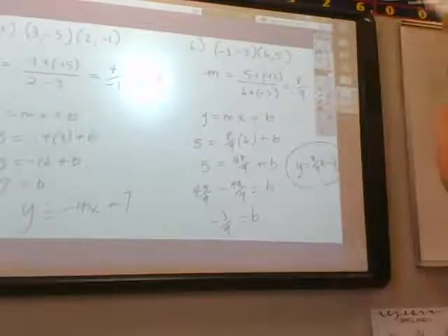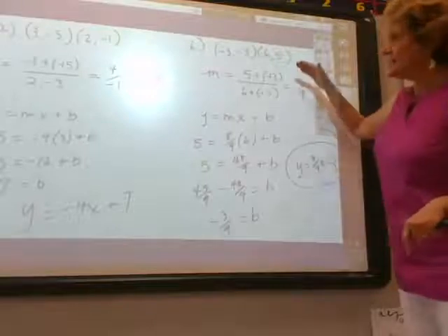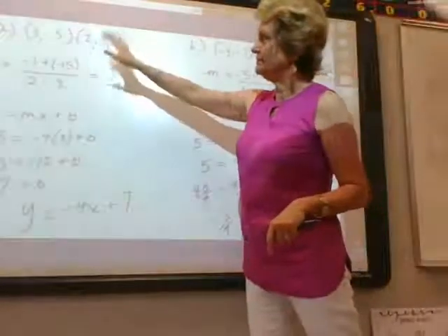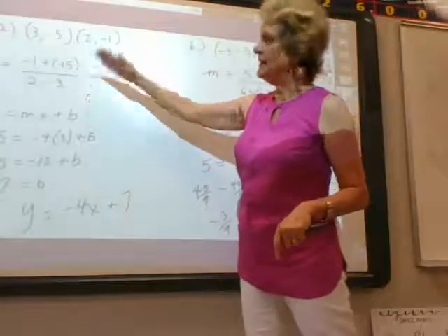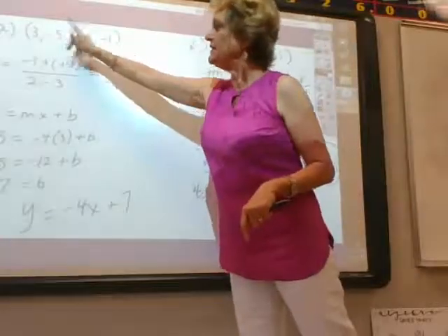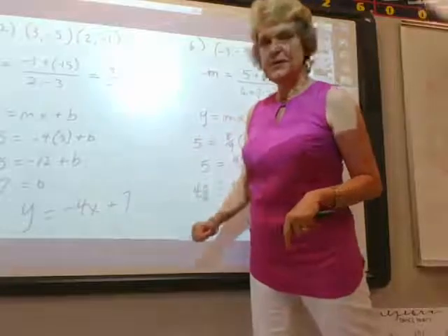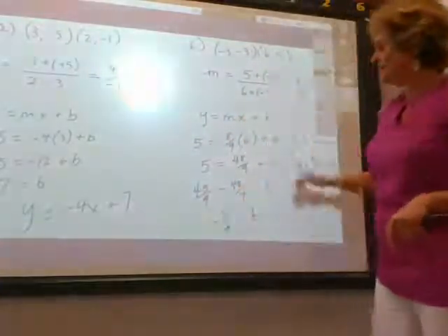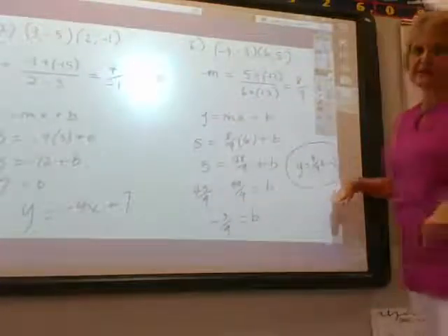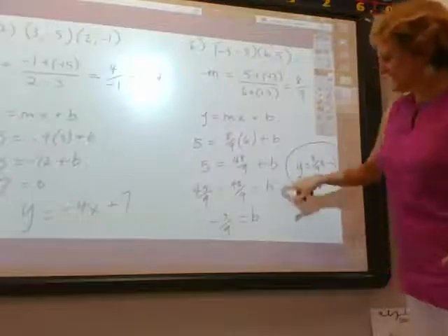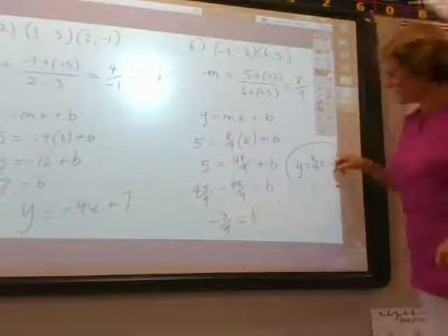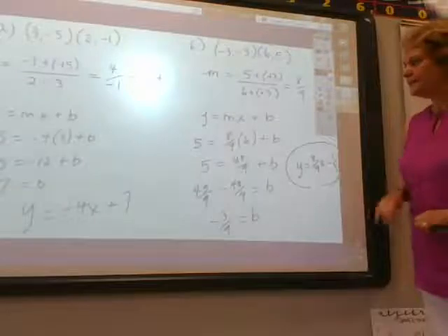All right, so I plugged in my slope formula, plugged this point into y equals mx plus b, and found my equation. And then over here, be careful of calculation errors. So -3/9 reduced to -1/3 for my b.